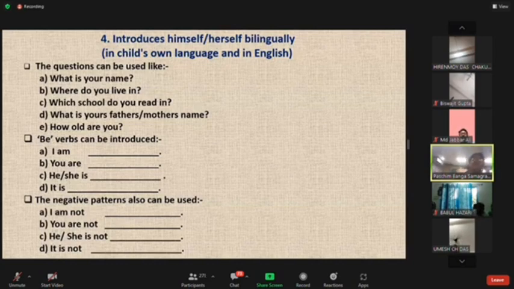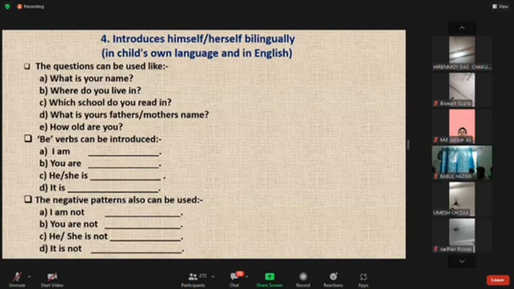So here we can provide some WH questions. That is, what is your name? Where do you live? Which class do you read in? What is your father's and mother's name? How old are you? Likewise those. And at the very preliminary stage, we must expect the answers only in one word. That is, what is your name? They will tell Robi, only Robi.